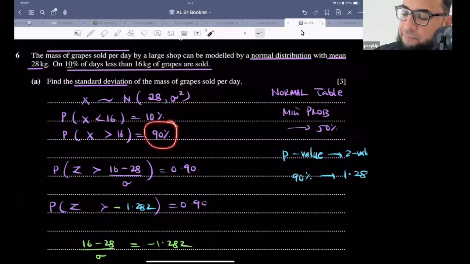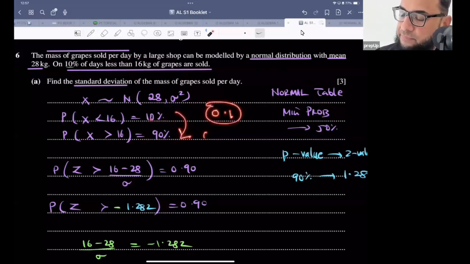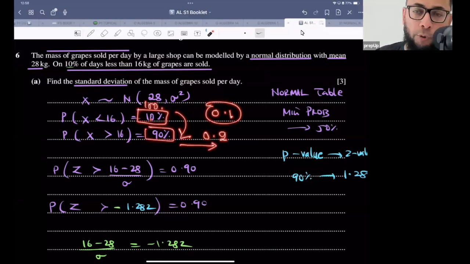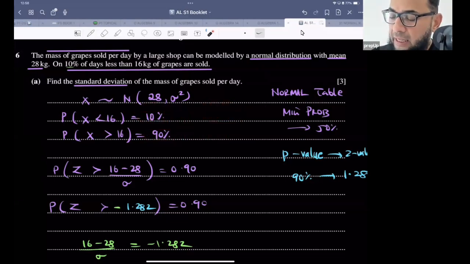We are doing back solving. Subtract probability from 1. 10% is 0.1. When we subtract, this becomes 0.9. From percentage, 100 minus 10 is 90%. 90% is 0.9. It's your approach. Inequality is flipped. Greater sign, Z value will be negative.